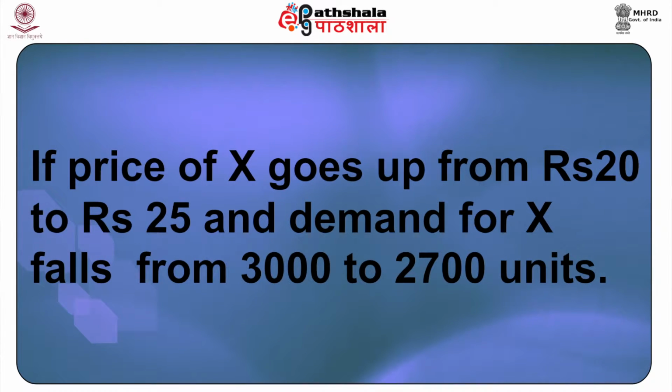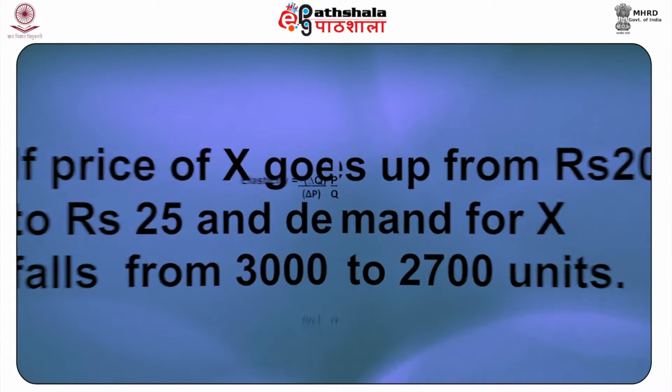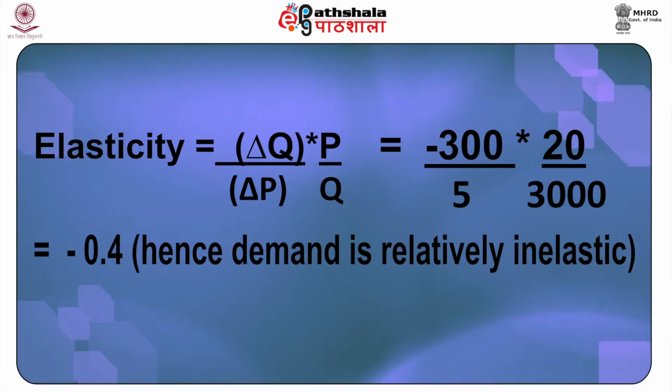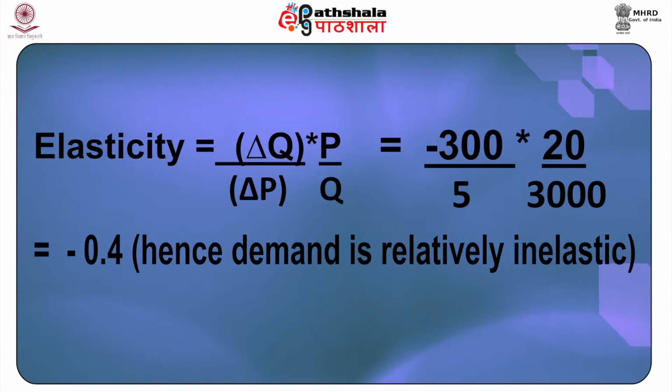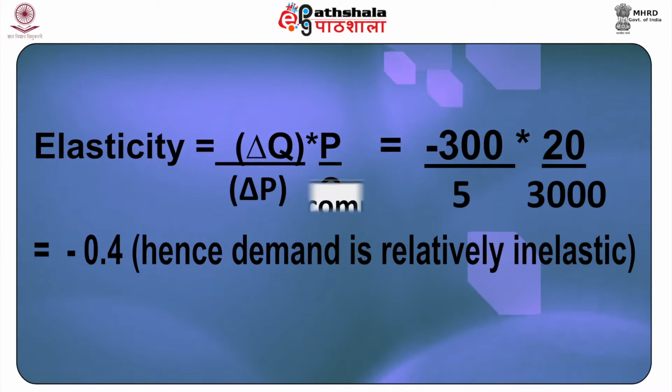Let's understand this with the help of an illustration. If the price of X goes up from rupees 20 to 25 and the demand for X falls from 3000 to 2700 units, then the elasticity may be computed as follows. The change in quantity is minus 300, the change in price is 5, the original price is 20 and the original quantity is 3000. Plugging these values in this formula, we get elasticity as minus 0.4.